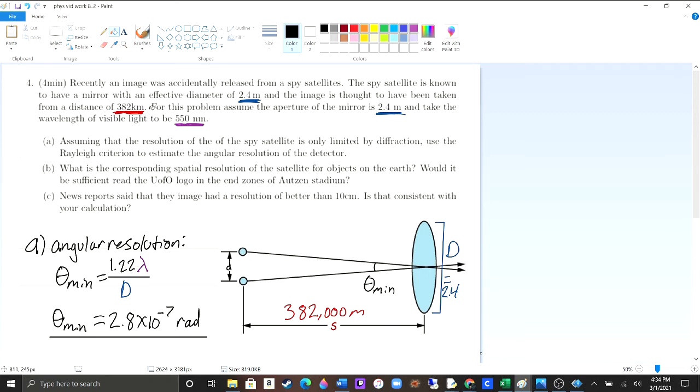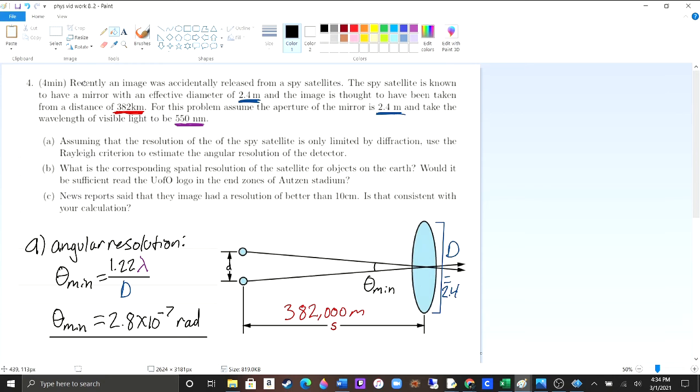So this is going to be problem number 4, which deals with the Rayleigh criterion. Basically, we're going to be discussing how to determine angular resolution and spatial resolution from a few given variables.